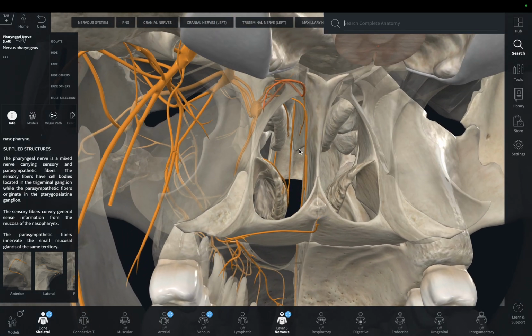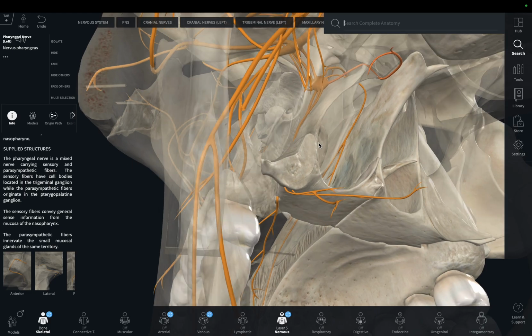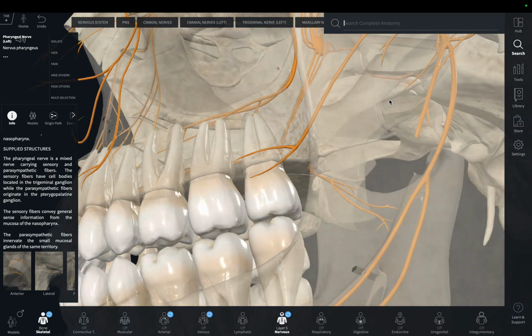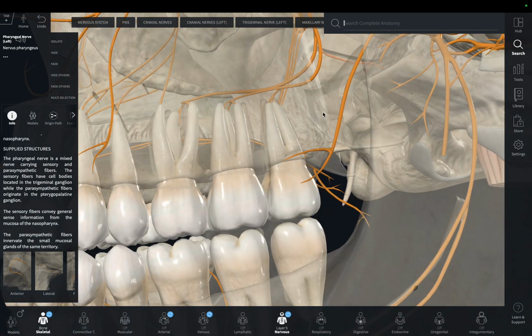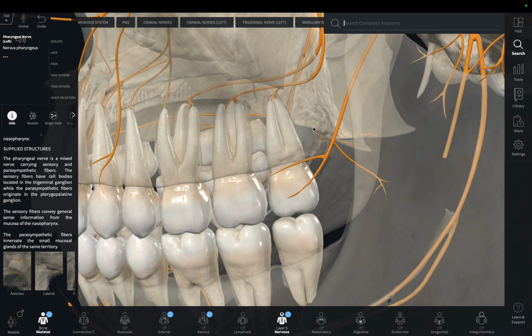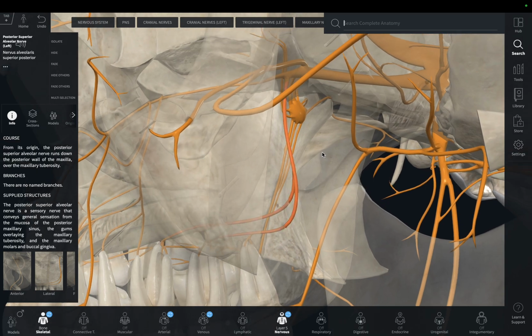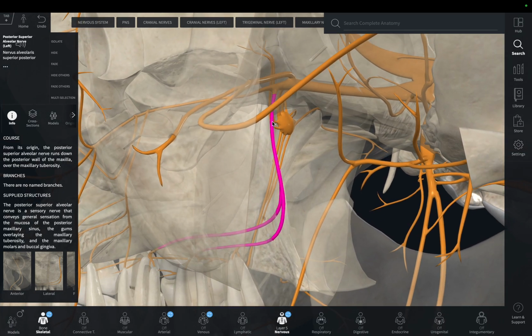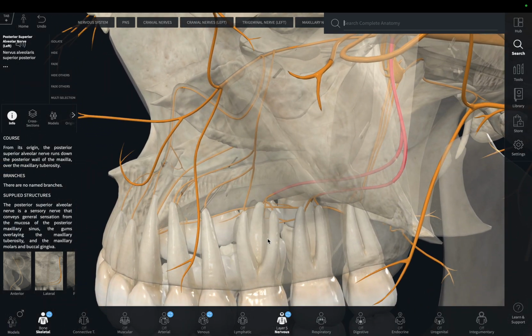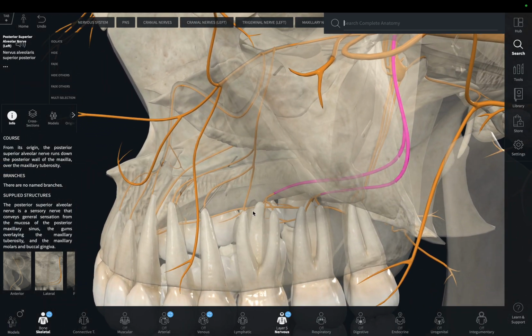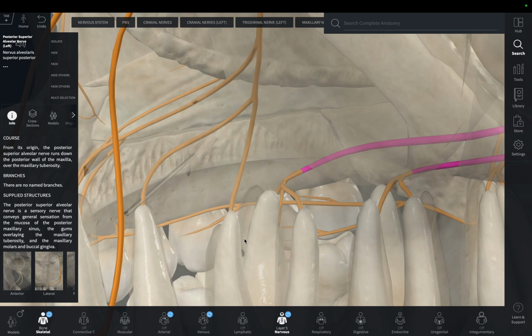The final branch of the maxillary nerve is the posterior superior alveolar nerve, which supplies the posterior roots, the pulps of the posterior teeth. It emerges here and supplies the pulps of the posterior teeth, with exception to the MB1 of the 6.